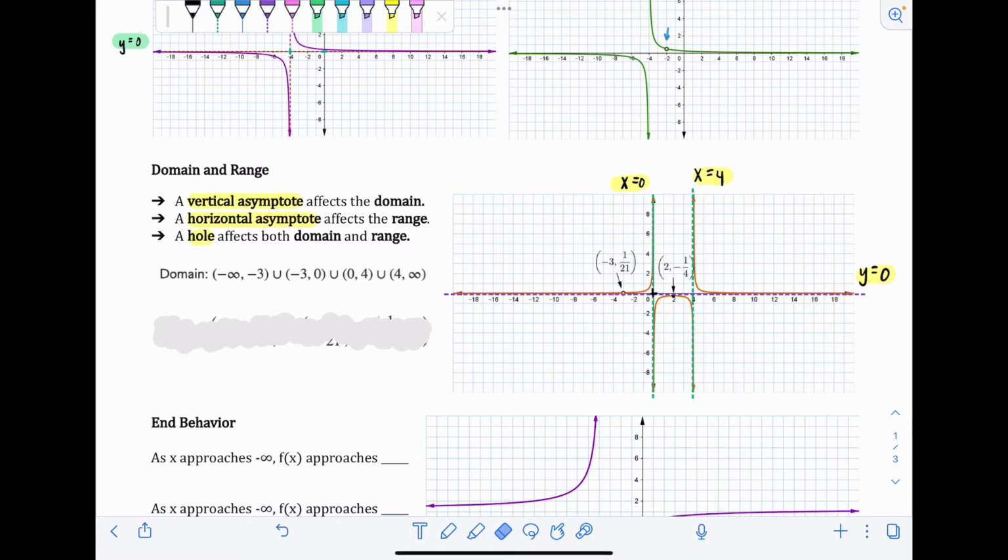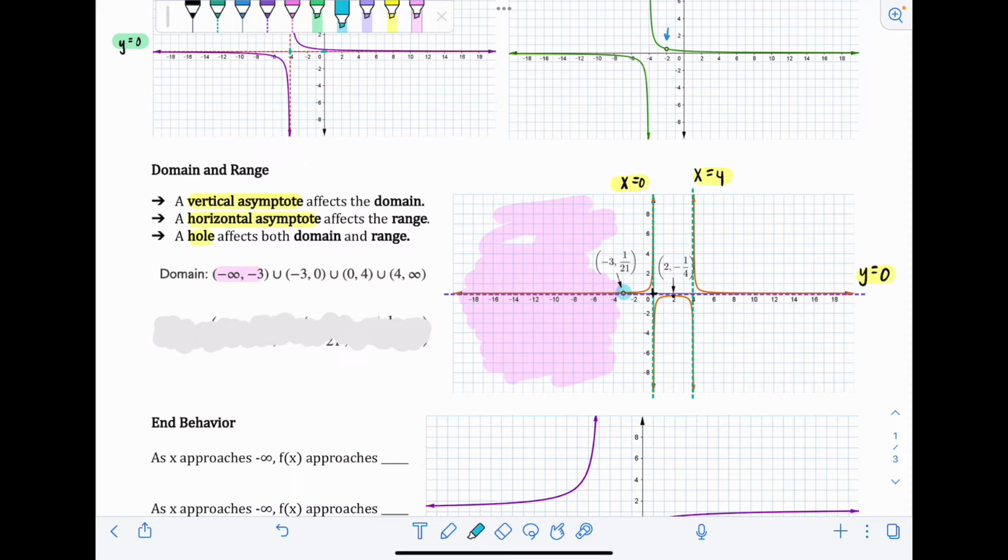So the domain, this is the interval from negative infinity to negative 3. And then this little U type of symbol means union. It's just connecting all of these possible intervals. So negative infinity to negative 3. That's saying everything to the left of this point, because that point is at x equals negative 3. And then exactly at that point, there's a hole.